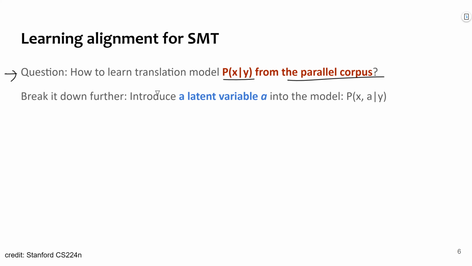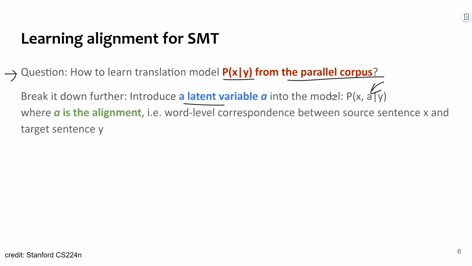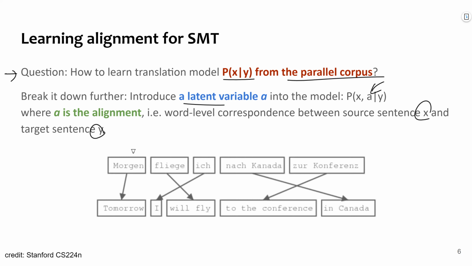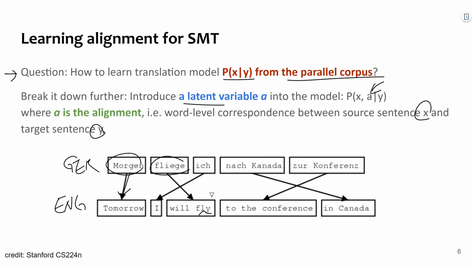We want to break it down further, and we introduce a latent variable A into the model here, where A is the alignment, the word level correspondence between source sentence X and target sentence Y. For example, this is written in German, and this is written in English. Morgen means tomorrow, and Flagge means fly. Ich means I. Nach Canada means in Canada, and zur Konferenz means to the conference.